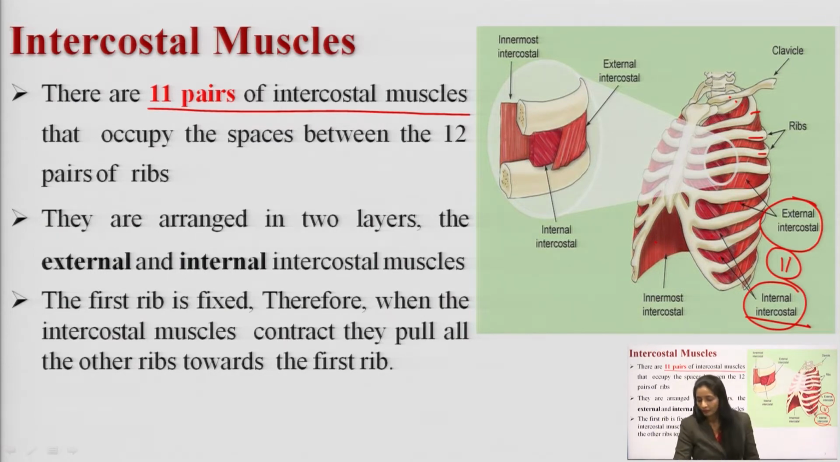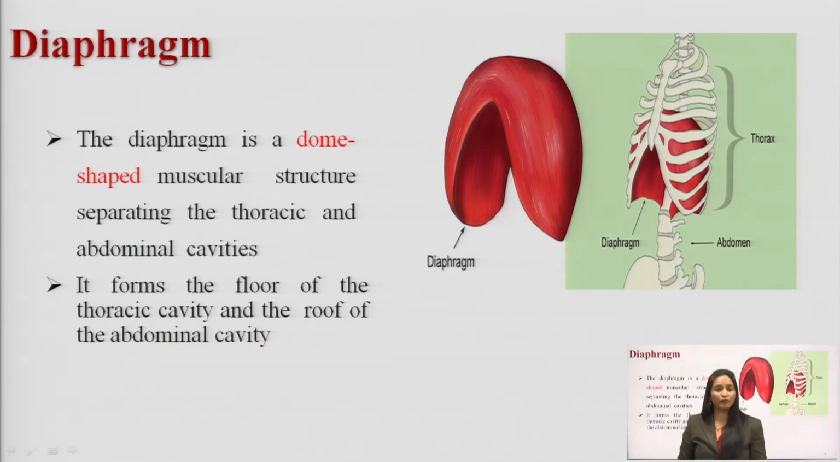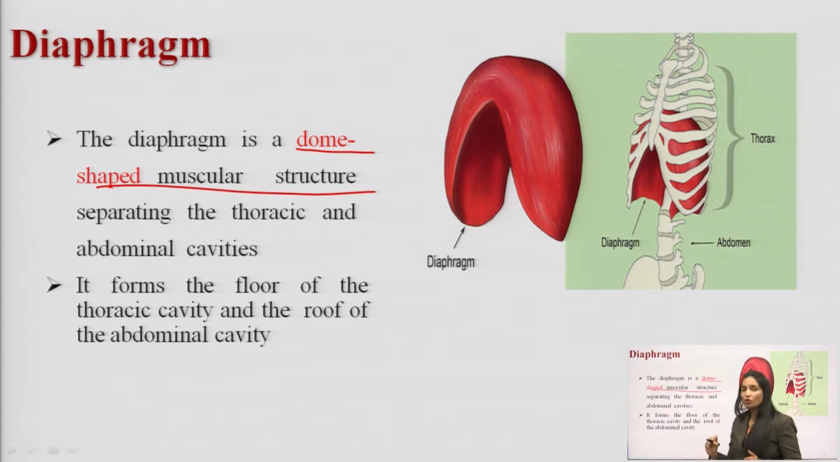Now we will discuss the diaphragm muscle. It is a dome-shaped muscular structure. If I am talking about the diaphragm, it forms the floor of the thoracic cavity. So, the diaphragm is the floor of the thoracic cavity. This is the diaphragm, where it forms the floor of the thoracic cavity and the roof of the abdominal cavity. This is the location of the diaphragm muscle.